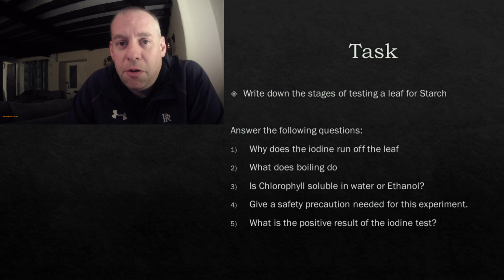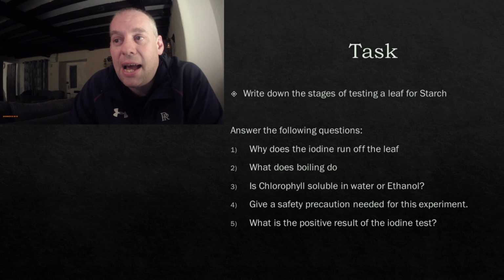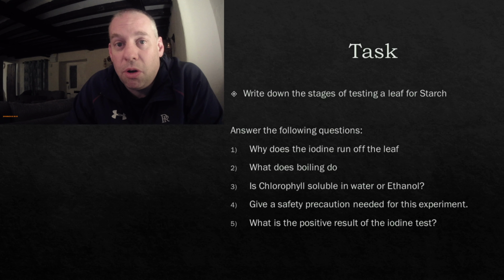So what I've got for you now is a task. What I want you to do is these following things. I would like you to write down the stages of testing a leaf for starch. Now, you can always rewind the video and go back over them if you've forgotten, but I'd like a diagram for each of those stages as well. Don't forget ruler, don't forget pencil. Or if you're doing it on OneNote, then you can use the straight lines using the drawing application. At the bottom of that, I've got some questions that I really would like you to answer.